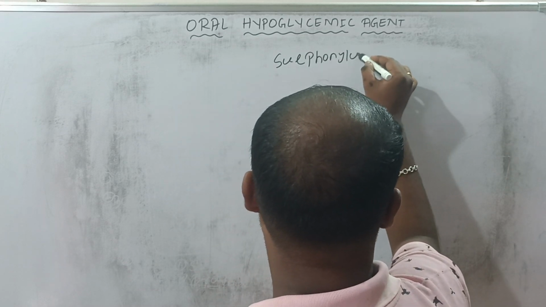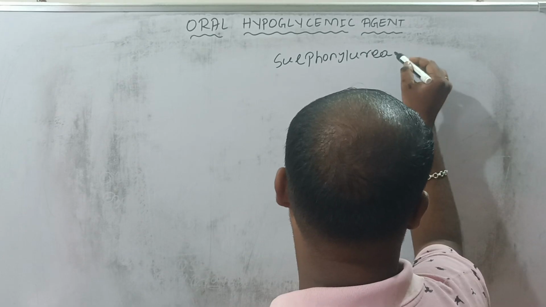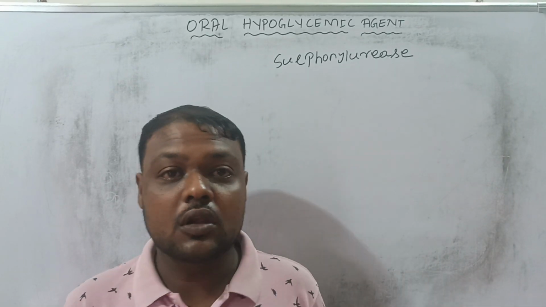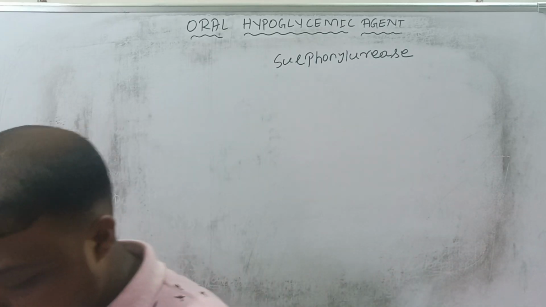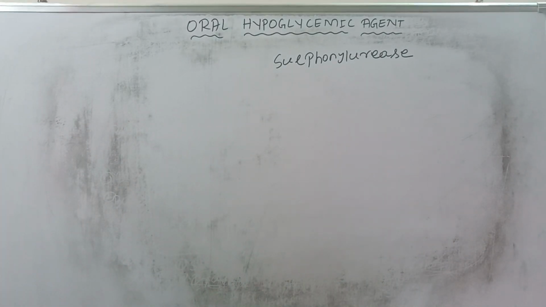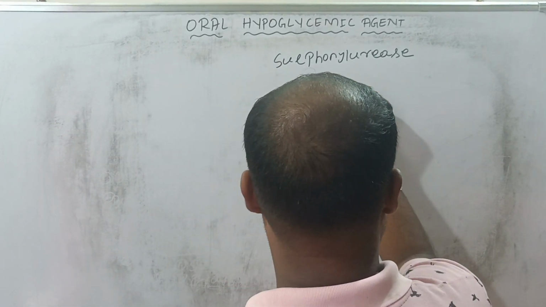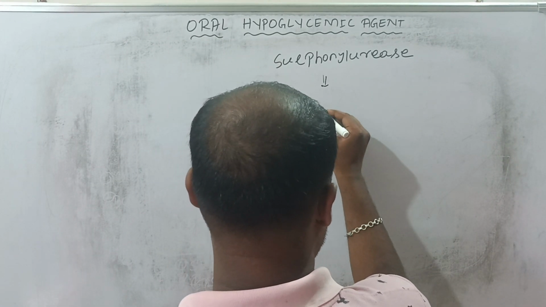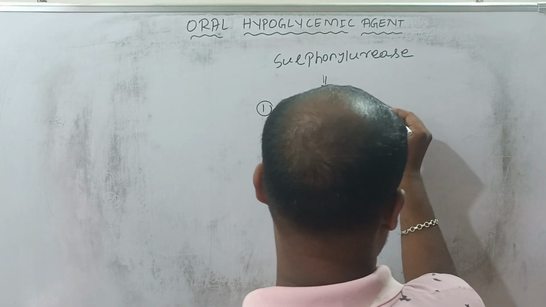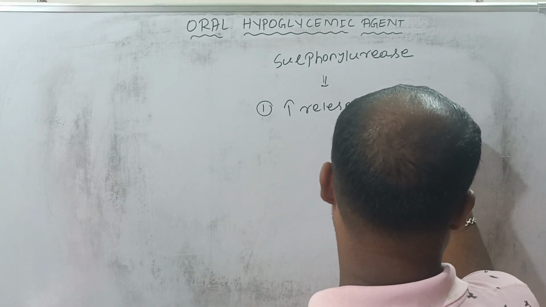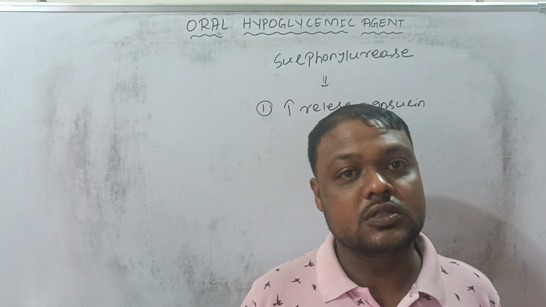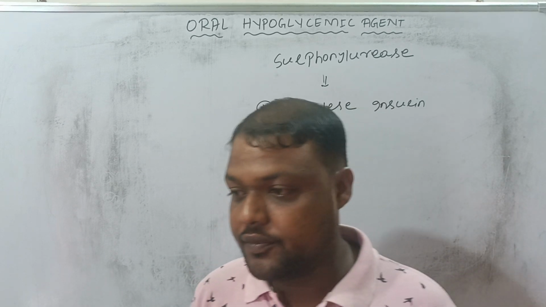Sulfonylurea. Then first we discuss the sulfonylurea. So the sulfonylurea increases the release of insulin. The sulfonylurea increases the release of insulin in the beta cell of the pancreas.